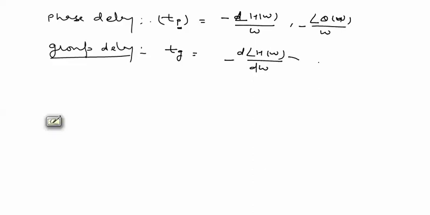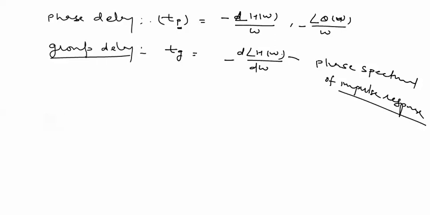This term is the phase spectrum of the impulse response. Take the phase spectrum of the impulse response and divide by the particular frequency where we want to calculate the phase delay, just with a negative sign, and we get the phase delay. For group delay, we first take the differentiation and put a negative sign over it. We get the group delay.